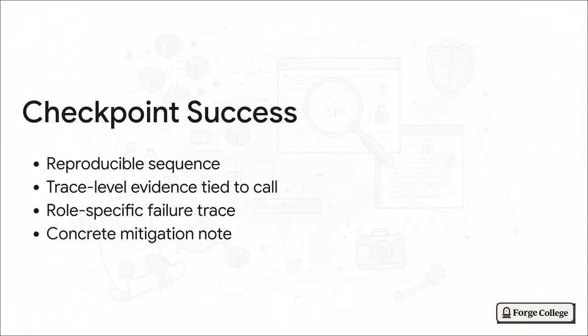Now, before you pat yourself on the back and call it a day, your debug report must clear this final checkpoint. Let's review the checklist. It needs, number 1, a fully reproducible sequence. Number 2, trace-level evidence explicitly tied to the call. Number 3, a role-specific failure trace that clearly identifies the actors involved. And number 4, a concrete mitigation note securely rooted in least privilege. If you hit all 4 of those marks, your report is completely bulletproof.